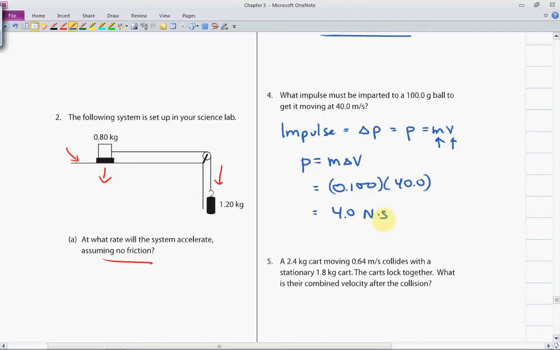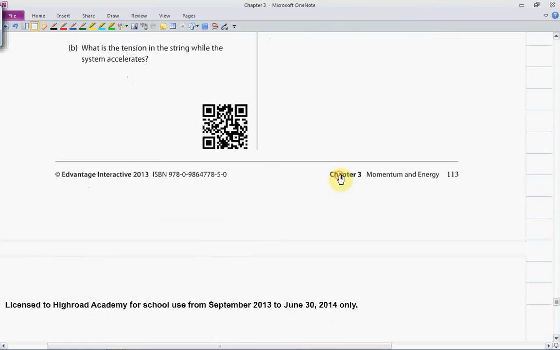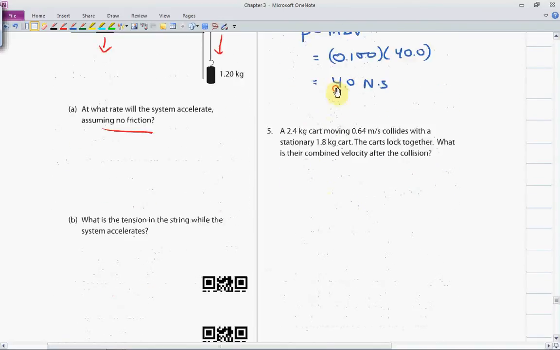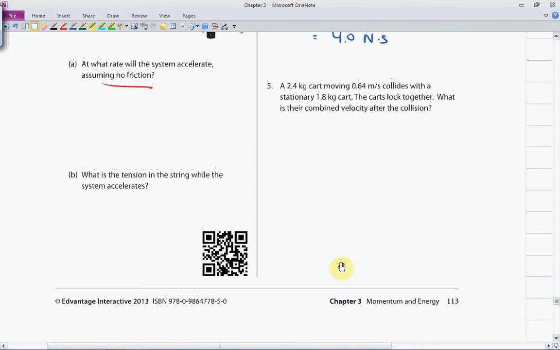And the units could have been kilogram meters per second, but generally impulse is measured in a force multiplied by a time, so a Newton second. And let's just go with number 5 as well, since these are all similar types of question.